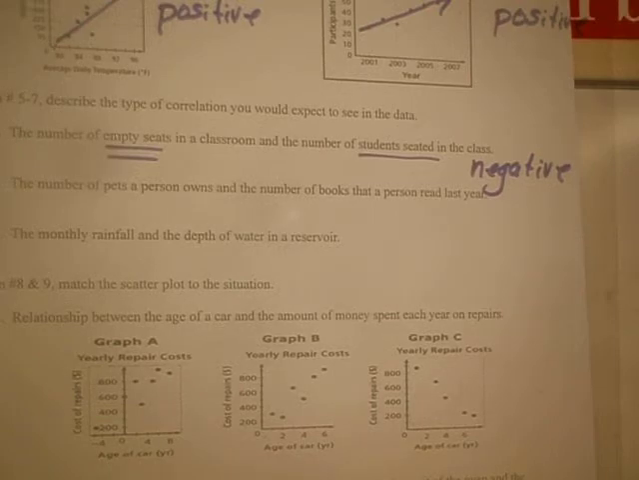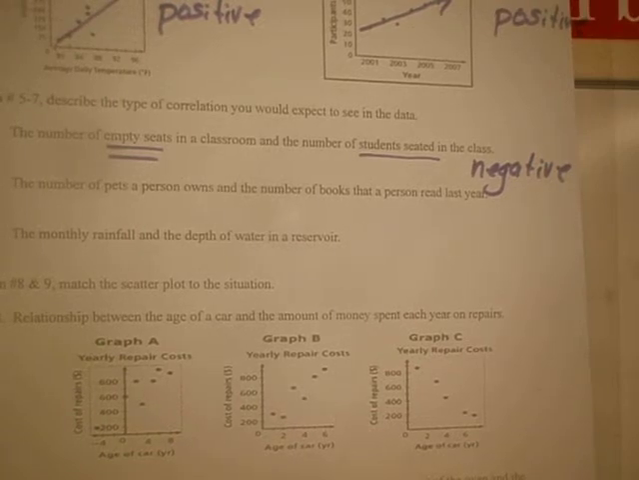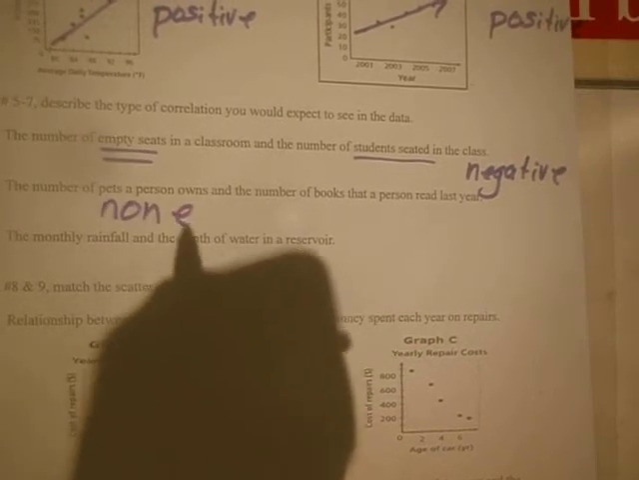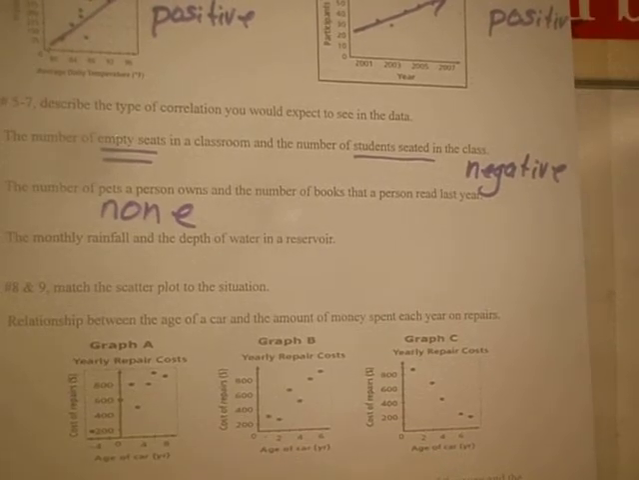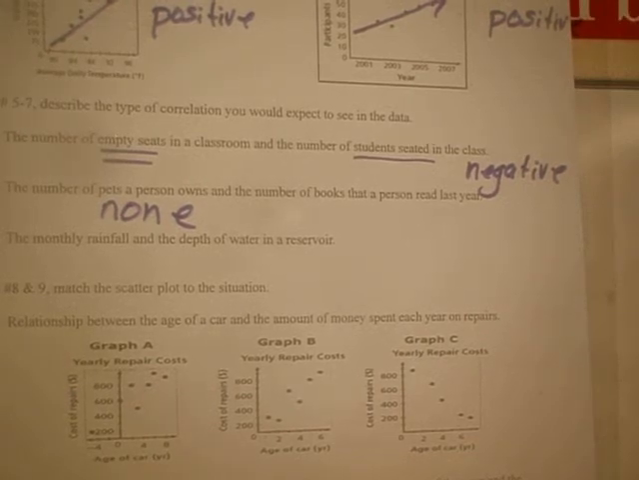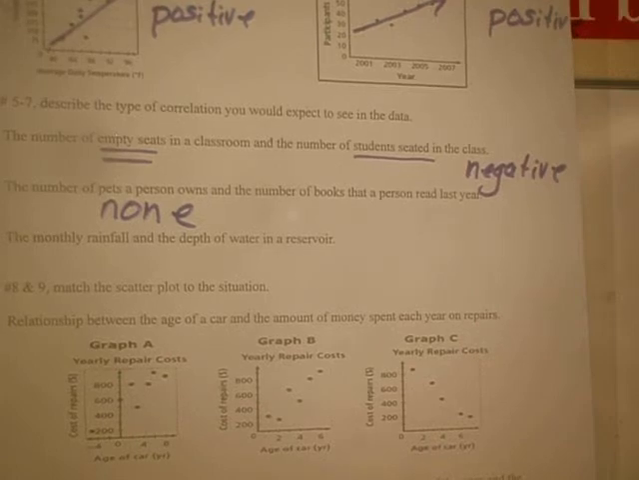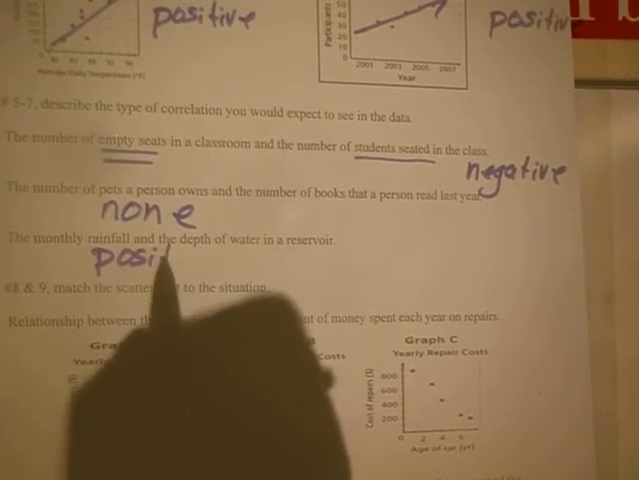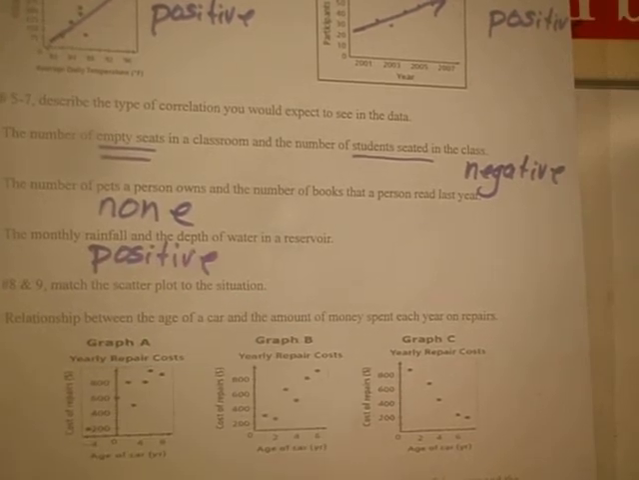The number of pets a person owns and the number of books they've read the last year, there's really no relation there, so that would be none. And 7, the monthly rainfall and the depth of water in a reservoir. Well, if it rains more, the reservoir is going to be more full, so this would be a positive correlation.